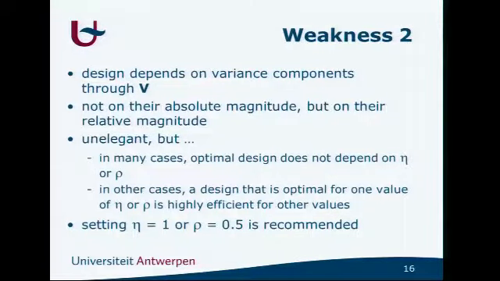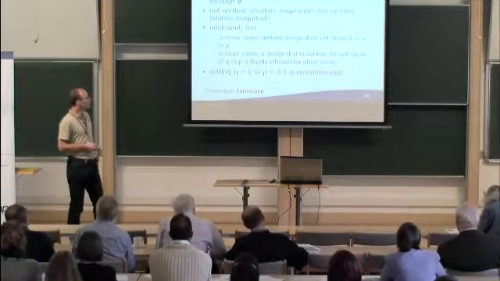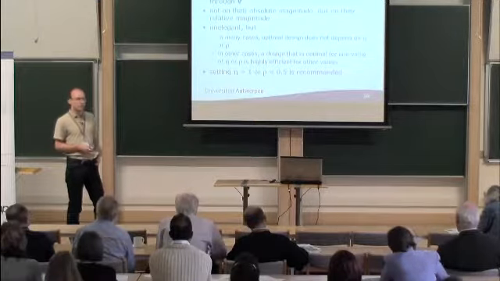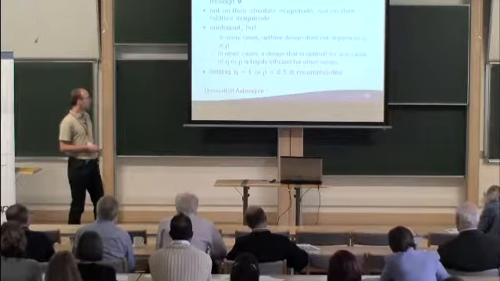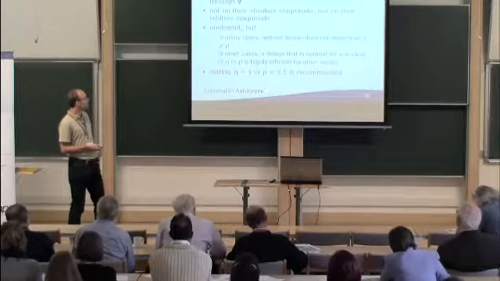And in the literature, it's typically recommended to set eta equal to 1 or rho equal to 1/2 when you want to find the optimal designs for split plot experiments and blocked experiments. That usually works very well. But the dependence on eta remains a weakness, and it's a weakness that referees of papers tend to notice all the time.